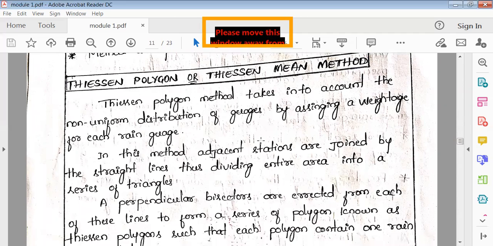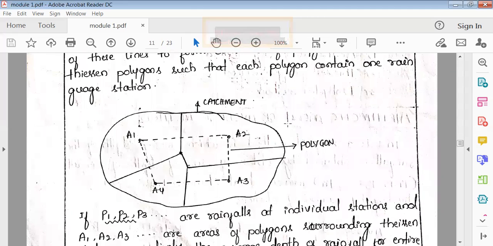In this method, it takes into account the non-uniform distribution of rain gauges by assigning a weightage to each rain gauge. Basically, it is like a polygon. You can see here, this is a catchment area, and the catchment area looks like a polygon. It is divided into four, so the catchment area is divided into A1, A2, A3, and A4 areas, completely distributed like this, and then it is made into polygons. You can see here A1, A2, A3, and A4.